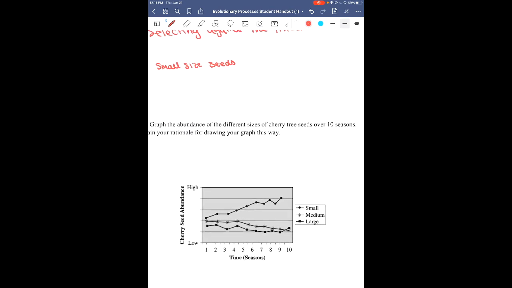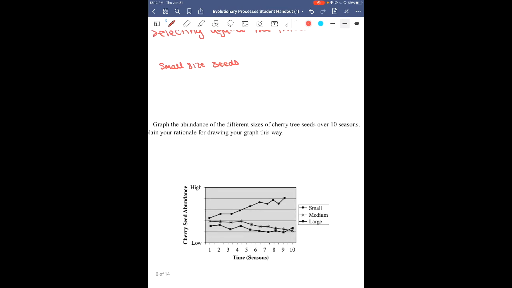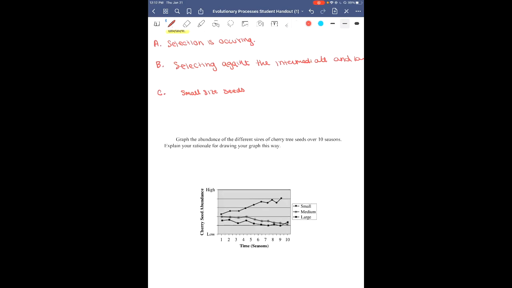And here's a graph that's depicting what can happen to the cherry seeds over 10 seasons. So we can see that the medium and the large are declining throughout the seasons, whereas the small seeds are increasing throughout the seasons.